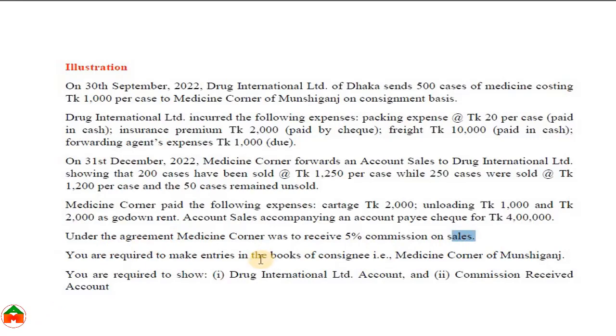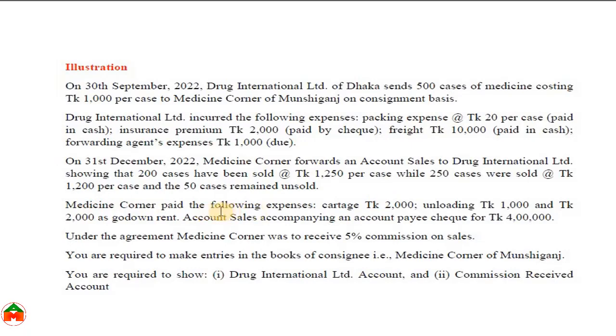Now we need to show the journal entries that should be recorded in the books of the consignee, I mean Medicine Corner of Munshiganj, as well as we will prepare the required ledger accounts. So from this illustration, the first journal should be made for the expenses provided by the consignee. Here the consignee is Medicine Corner.